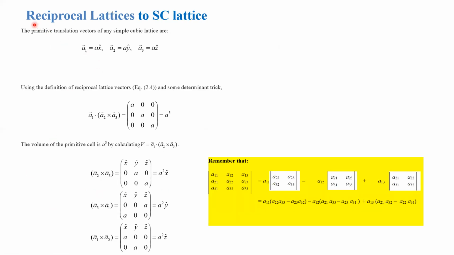Let's take a look at the simplest one. Reciprocal lattice to simple cubic lattice. So we know that A1 is a x hat, A2 is a y hat, and A3 is a z hat. By using the formula for calculating the volume, you can put it in the matrix like this, and then the result will be a cube, okay?